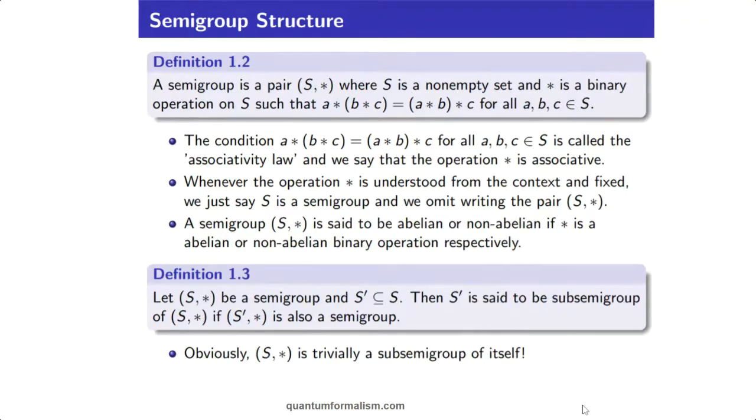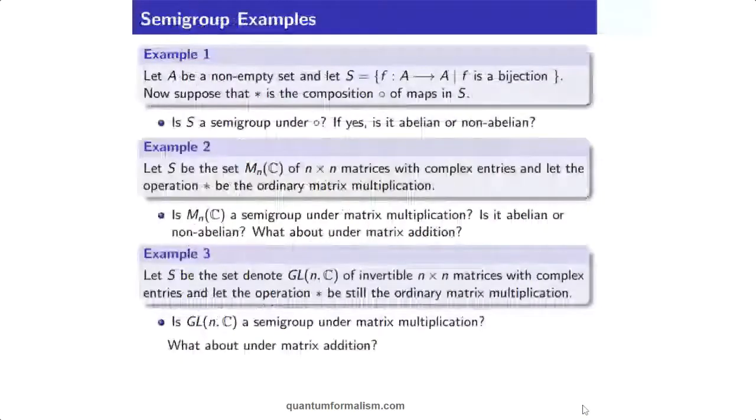Okay, so now let's see some examples again. Using the same previous example, the question is whether, if we have S to be the set of all bijections from A to A, under the composition this is a semigroup, and as a follow-up, whether it's abelian or non-abelian. And the same with the matrices. Similar question. I'll leave this to you to debate, because we are running late given the disruption.